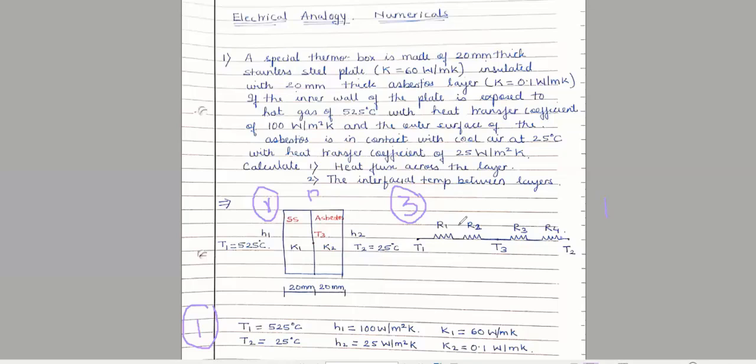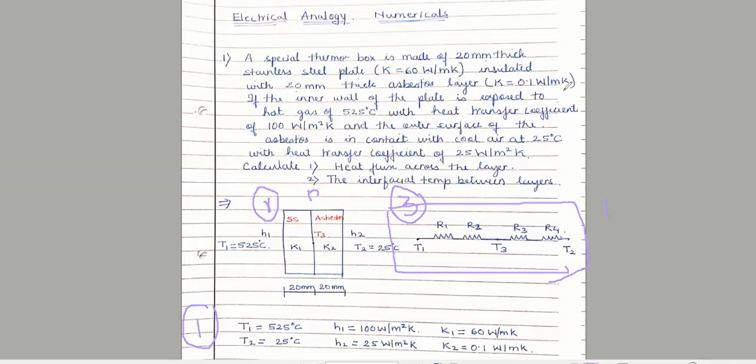Very simple way. So this is how you are supposed to deal with each and every numerical. First step, write down the given, then accordingly draw the block diagram if it's possible. For electrical analogy it is always possible, and then go for this electrical network. So it will be very easy for you to solve the numericals.